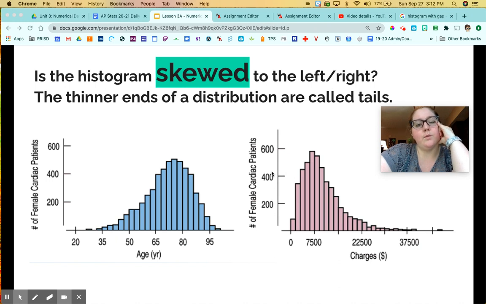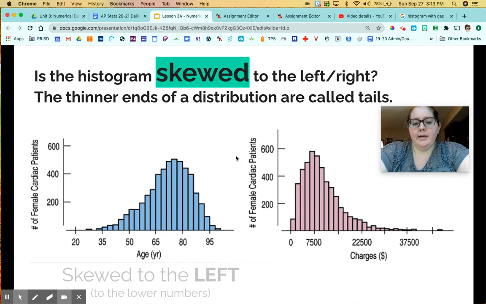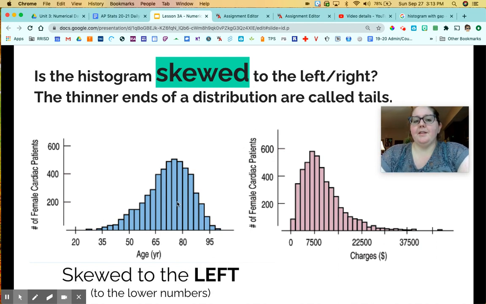So skewed, and we always mention a direction. Is it skewed to the left or skewed to the right? Skewed means that wherever your peak of the graph is, you have more bars that are shorter and more stretched out. We call that a tail. There's a tail on one side of the peak or another. So it's not symmetric. It's not even on either side of our peak or our center. It's more stretched out on one side or the other.